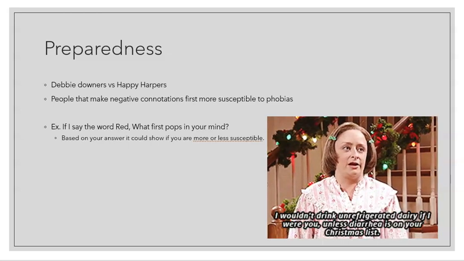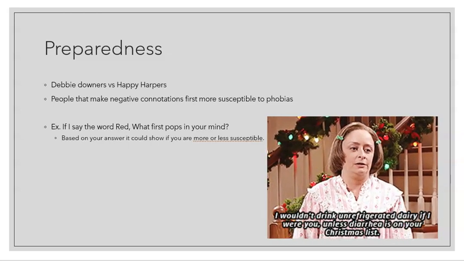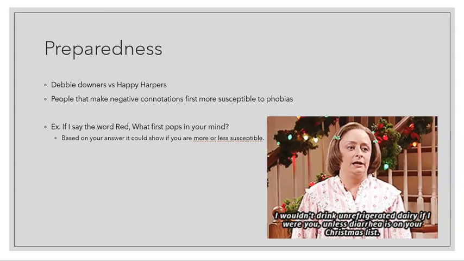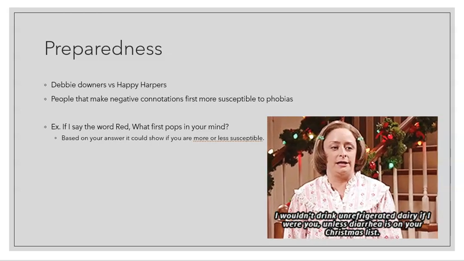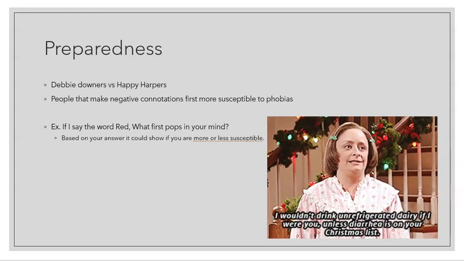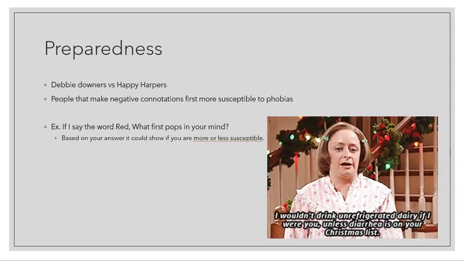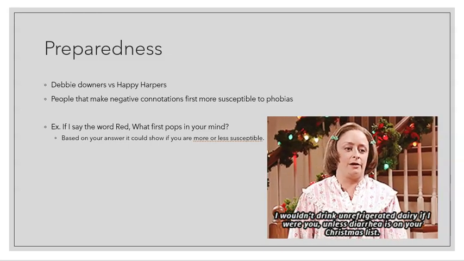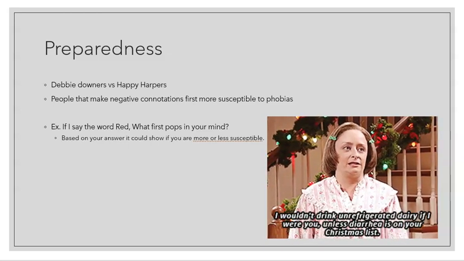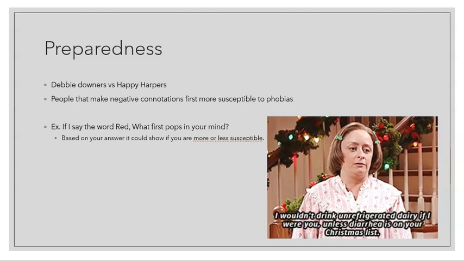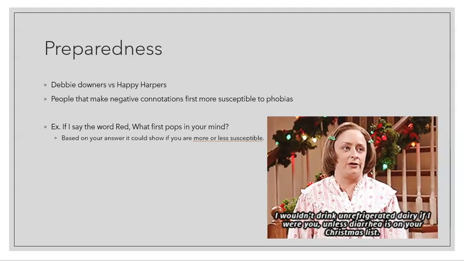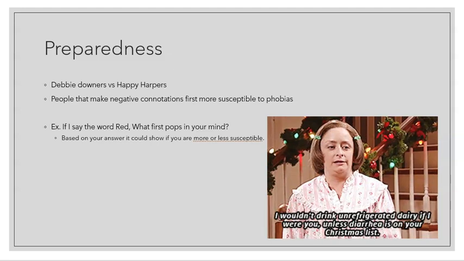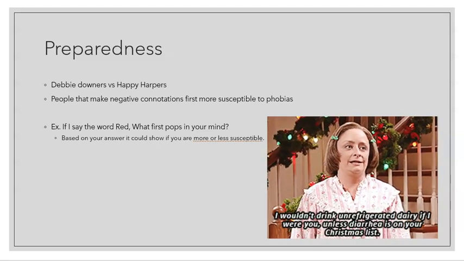A great example is if I were to say the word red, I want you guys to write down the first word that pops into your mind. Okay, so red. Based on your answer, it's going to show if you're going to be more or less susceptible to phobias. When I say the word red, if the first thing you think of is love, that's a positive connotation. But if the first thing you think of is blood, that's going to be more negative. So those of you that answered blood would be more susceptible to phobias than those of you that said love.